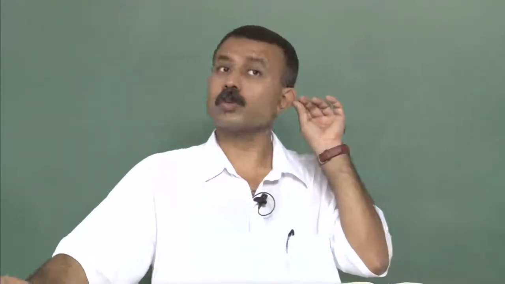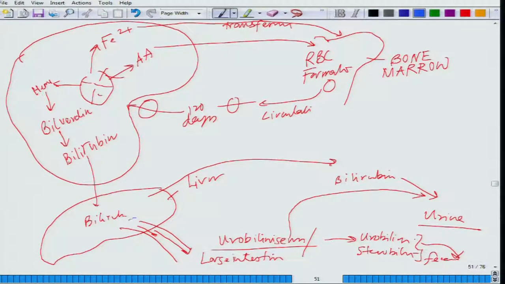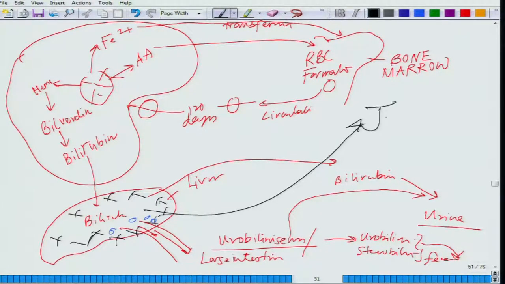So now imagine what will happen if the duct from where the bilirubin is being thrown out from the liver is blocked, or the liver has a problem. That is exactly the situation in jaundice. Coming back to the flow chart I was drawing for you, there are ducts in the liver, and these ducts get blocked because of malfunctioning, and this leads to a state called jaundice. And this could happen by multiple routes.